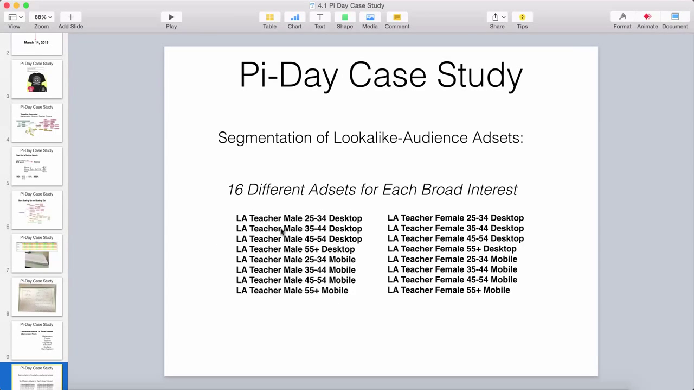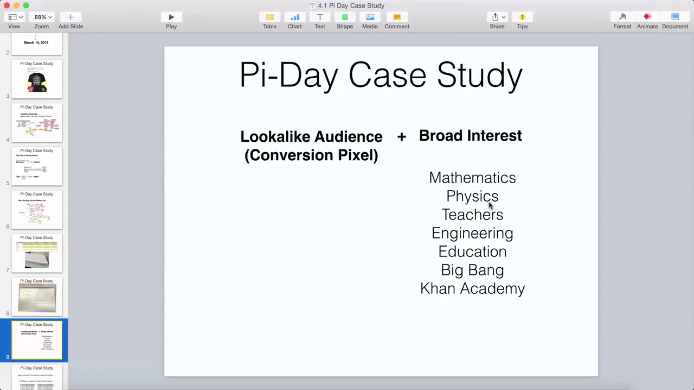So I split into male and female. And for the male, I split into desktop and mobile. And I did the same for female. And then for each gender and each placement, I split the age again into 4 different age groups. Alright, so this is how I did the segmentation. I did this for every broad interest here. So that's why I ended up having over 500 ad sets.